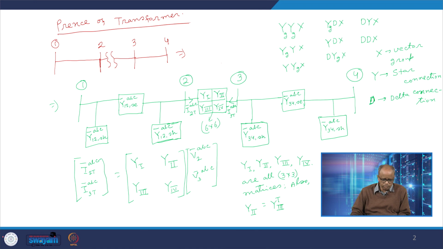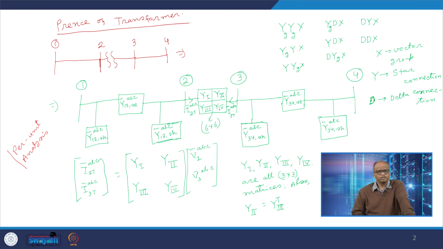Please note, we are doing everything in per unit system. So, our analysis is this per unit analysis. It is understood that we are doing all calculations, everything in per unit system.